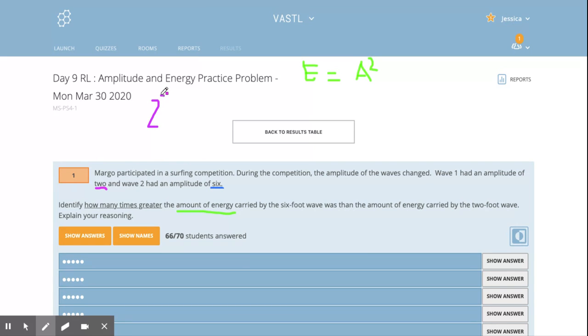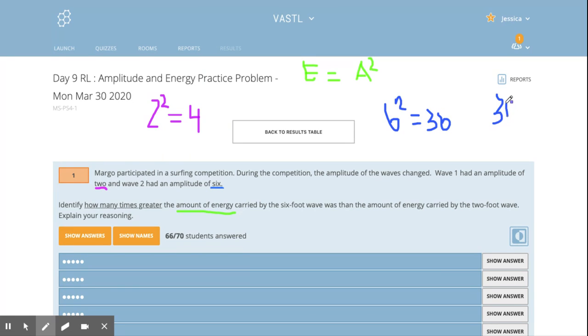So 2 squared is equal to 4. And then when we look at wave 2, the amplitude was 6. Looking at 6 squared, that equals 36. So the two numbers that you're actually comparing are 36 and 4, not 6 and 2.